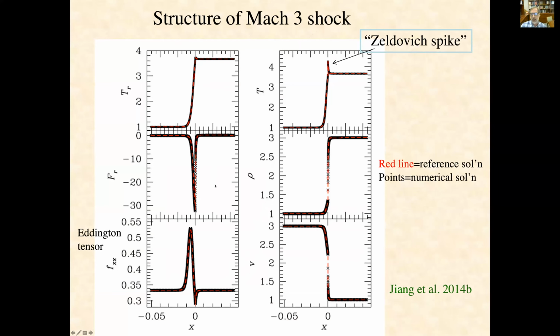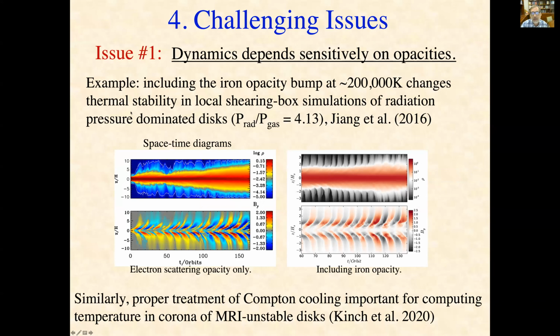So let me, in the last few minutes, say something about some challenging issues. I think the first is that opacities really matter. It can be demonstrated by a couple of applications, for example. The inclusion of the iron opacity bump, in addition to electron scattering opacity in accretion disk models, changes their dynamics. Without the iron opacity bump, if you just include electron scattering alone and you do a local shearing box simulation of an MRI unstable disk, you find thermal runaway in some circumstances for radiation pressure disks. You add iron opacity and it doesn't have a thermal runaway. You can diagnose the problem and understand why, but the point is that including realistic opacity is very important.